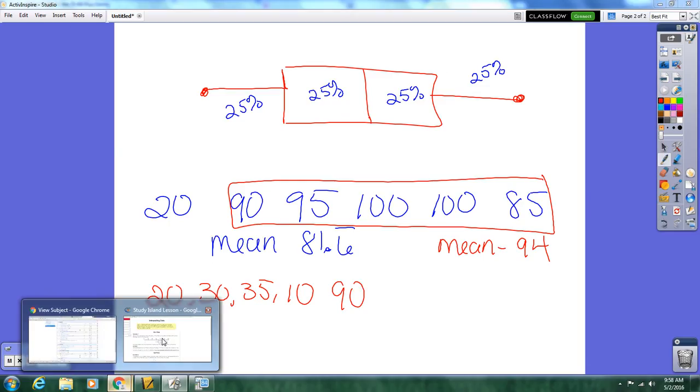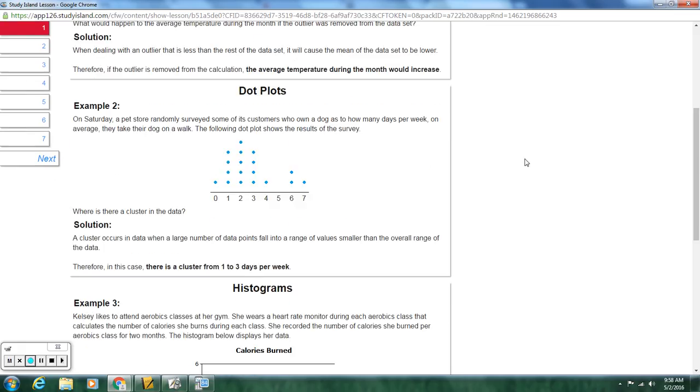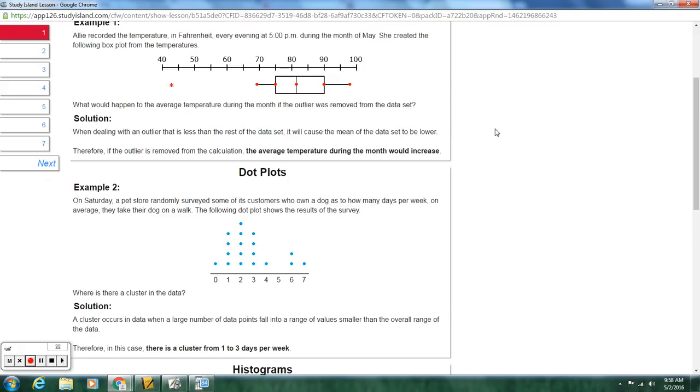All right, so back to this problem. What would happen to the average temperature during the month if the outlier was removed from the data set? So this is a low number. If I take that number out, what's going to happen to the average? It's going to go up, which is what they've got right here. Dealing with an outlier that is less than the rest of the data set, it will cause the mean of the data set to be lower. So if we take it out, it causes it to be higher, which is not any major revelation here.